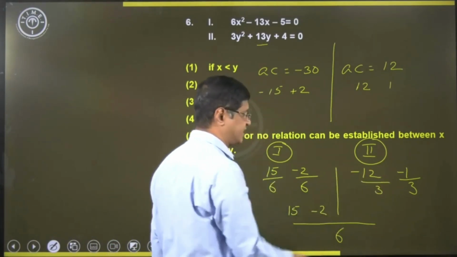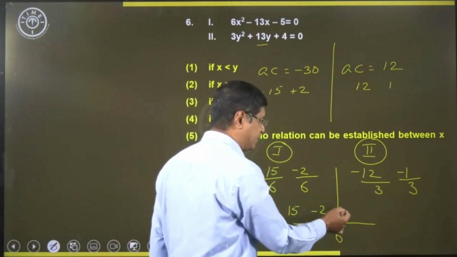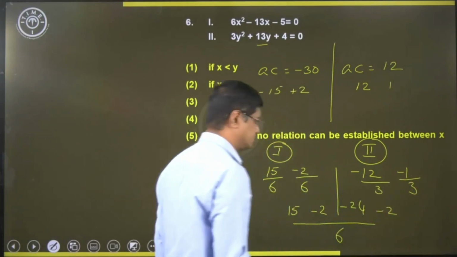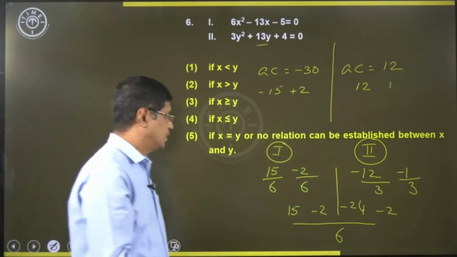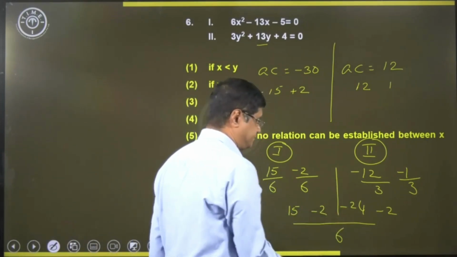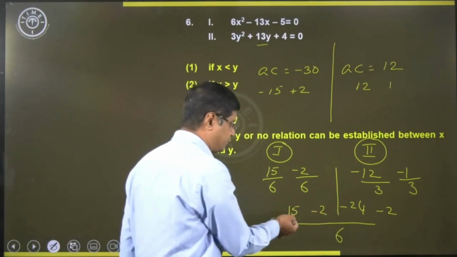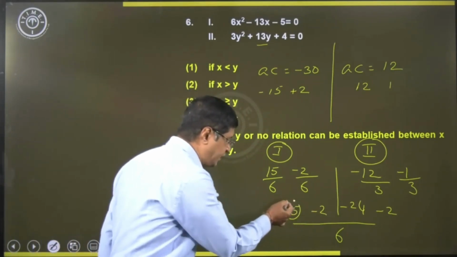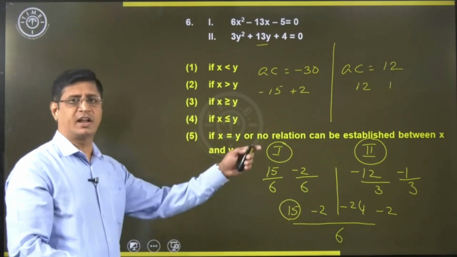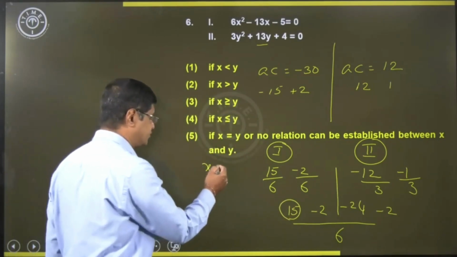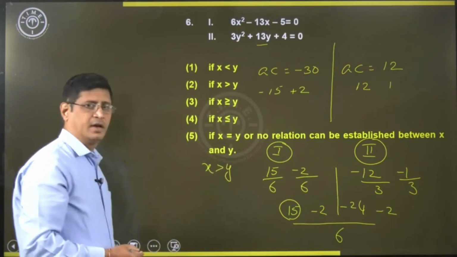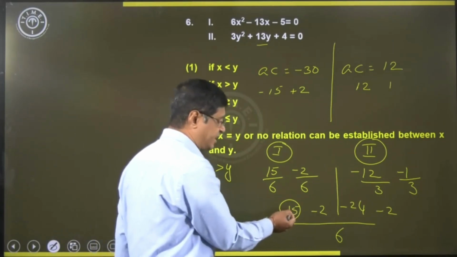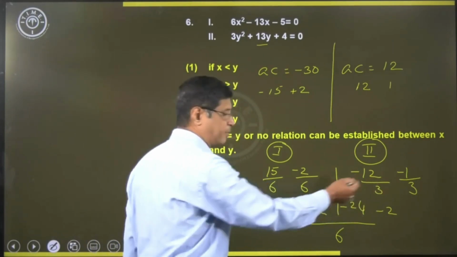Look at the other side, the second one. Here 3 is becoming 6, which means double. So minus 24. And here double means minus 2. Just look at this one. Minus 24 and minus 2. Compare with 15 and minus 2. My dear students, 15 is positive. Positives are greater than the negatives, which means x is greater than y. And what about the next one? X is greater than y means x is greater than minus 24.